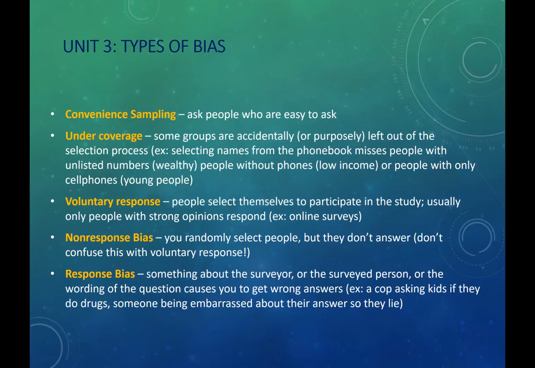Undercoverage bias is where some groups are accidentally or purposely left out of the selection process. For example, selecting names from the phone book missed people with unlisted numbers, people without phones, and people with only cell phones. So I'm leaving out a lot of groups of people. A lot of the other biases cause undercoverage bias. For example, convenience sampling. It was easy for me to ask the people in my class, but that's not representative because those are going to be more seniors than sophomores and juniors, also people taking AP courses and all of that. I would not have a representative sample of the whole school.